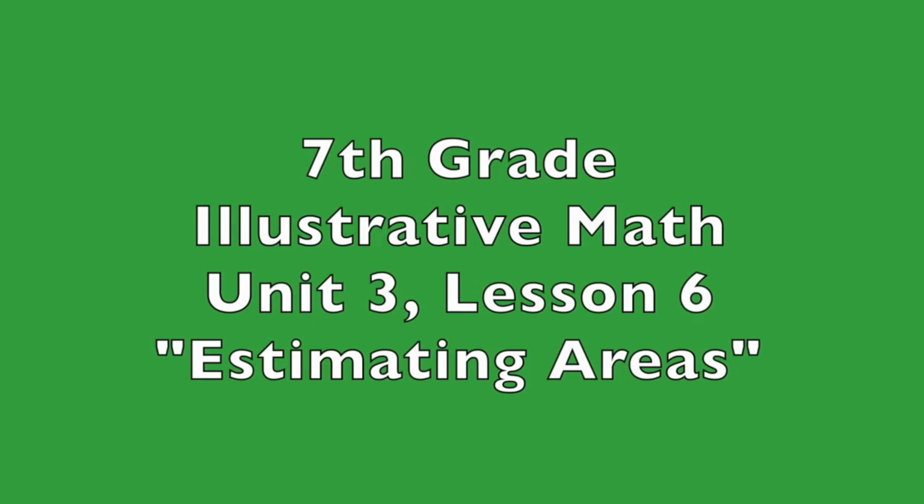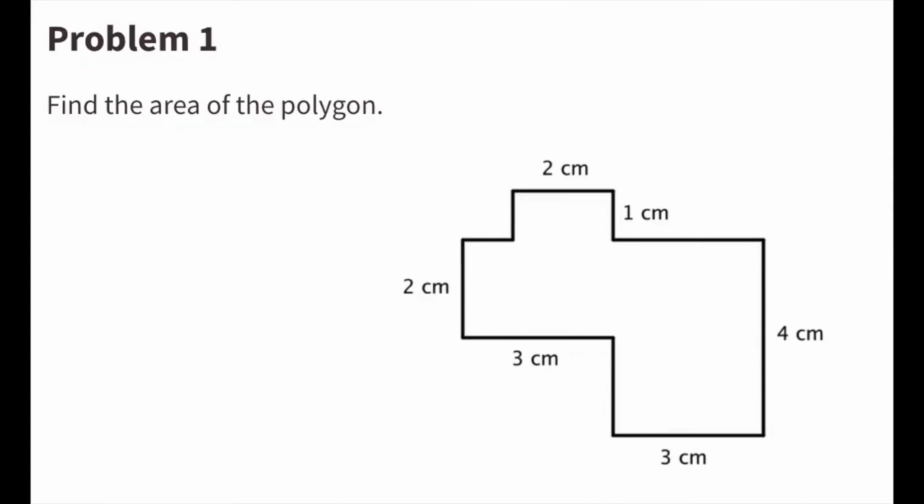7th grade, Illustrative Math, Unit 3, Lesson 6, Estimating Areas. Number 1. Find the area of the polygon. They've provided us with some lengths, and we can use those lengths to help us figure out the missing lengths. For example, 2 centimeters plus 2 centimeters equals 4 centimeters. Now that we found all the missing lengths, we can divide this into rectangles.